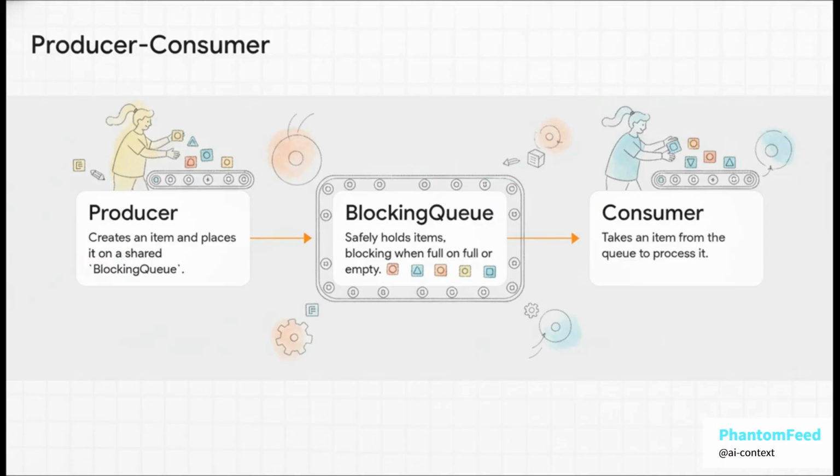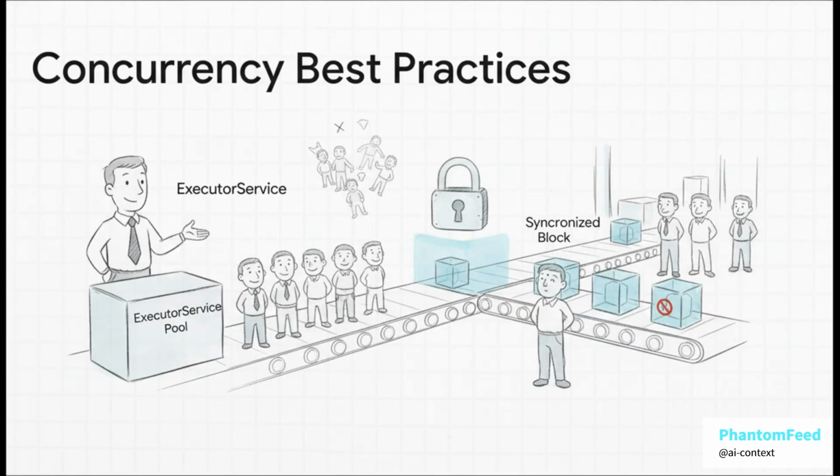So a really classic way to get these workers to cooperate is the producer-consumer pattern. It's beautiful. You have one group of threads, the producers, who create tasks and put them on a shared conveyor belt. In Java, that conveyor belt is often a blocking queue. Then you have another group of threads, the consumers, who just grab tasks off the belt and process them. And the queue itself is the brilliant part. It handles all the tricky coordination for you, automatically pausing producers if the belt gets too full and pausing consumers if it's empty. So the bottom line here is to use the modern, high-level tools Java gives you. Seriously, don't create threads by hand anymore. Use something called an ExecutorService.